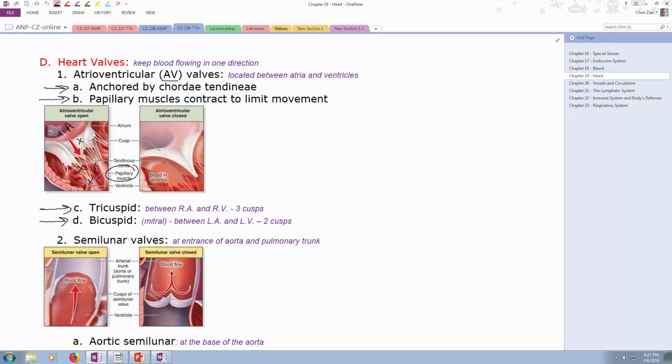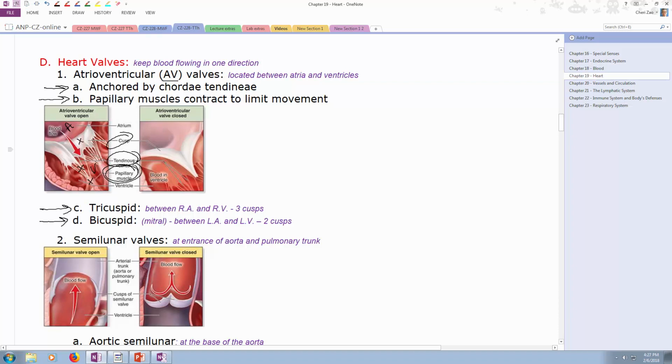They have a very unique construction. So we have the cusp or leaflet, we have the chordae tendineae or tendinous cords, and we have the papillary muscle. They all have to be functioning properly in order to get proper closure when the ventricles contract. You guys follow me with that? Okay, so when the ventricles contract, the blood is supposed to go out the artery from that ventricle, pulmonary trunk for right, aorta for left.